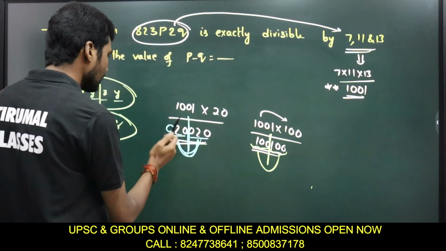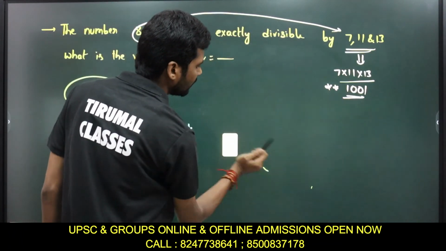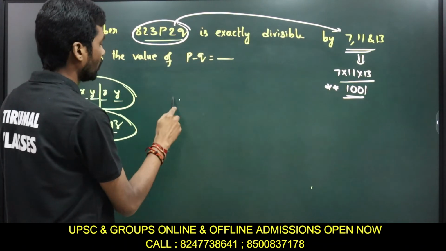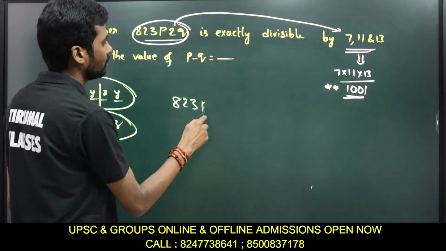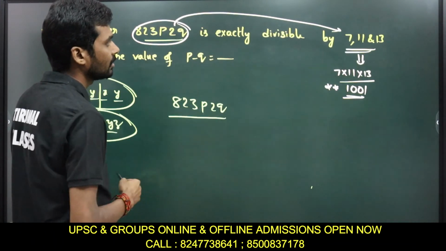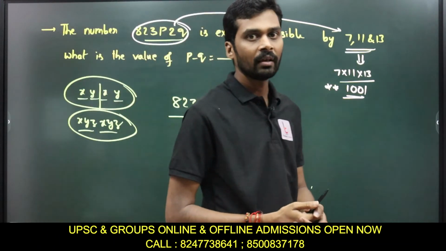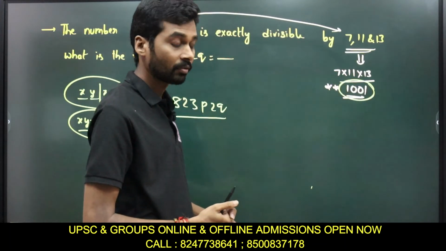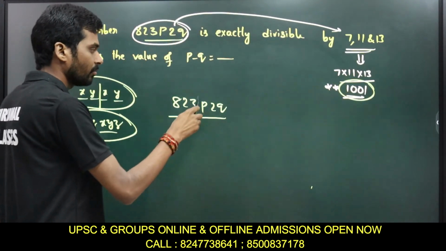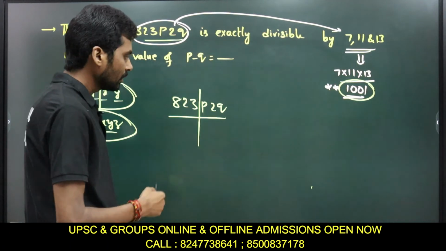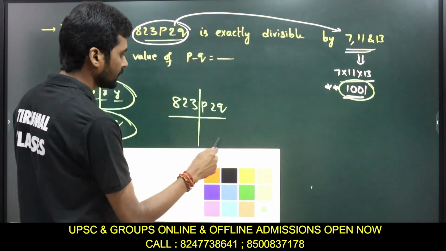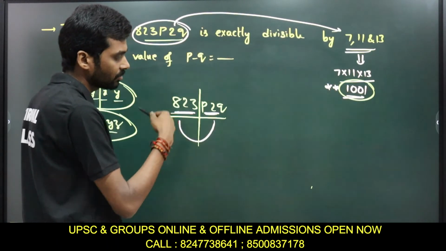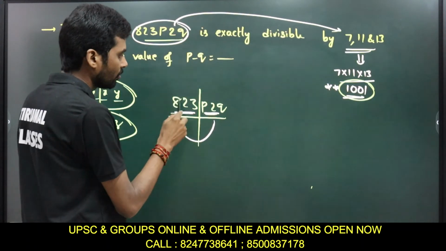Now if you take this number, what is this number? 823P2Q. It is a 6-digit number and it is exactly divisible by 7, 11 and 13, which is nothing but it is exactly divisible by 1001. So what is the condition we know about 1001? For 1001 the condition is: whatever digits we have, the same digits we have on the right side part. Okay, so we can equate.